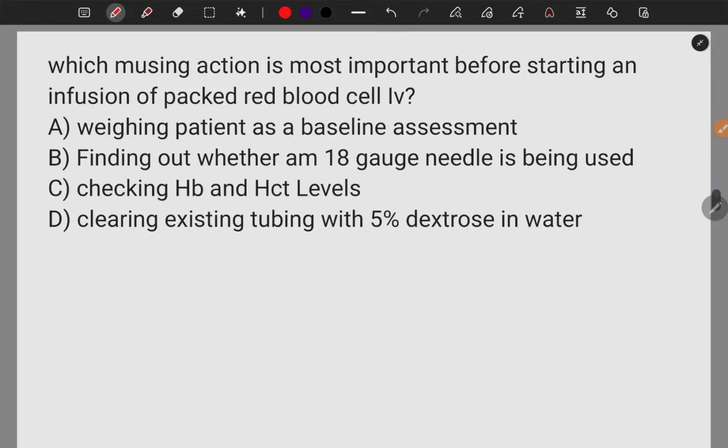Which nursing action is most important before starting an infusion of packed red blood cells through IV? Weighing the patient as a baseline assessment? No. Finding out whether an 18 gauge needle is used? Okay, right. Checking HB? No, this is not the nursing action. And clearing existing tubing with 5% dextrose? Wrong. So the right option is you have to check whether there is an 18 gauge needle to prevent the damage of red blood cells and to provide smooth flow of the red blood cells or whole blood.